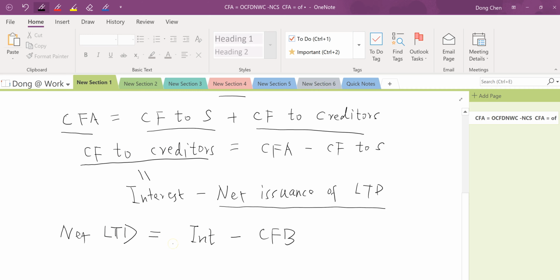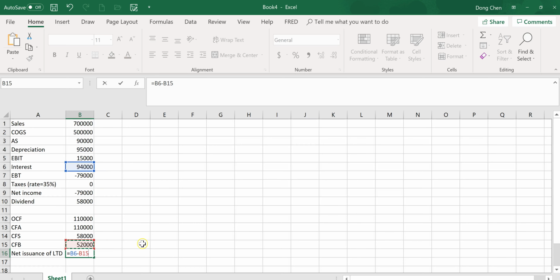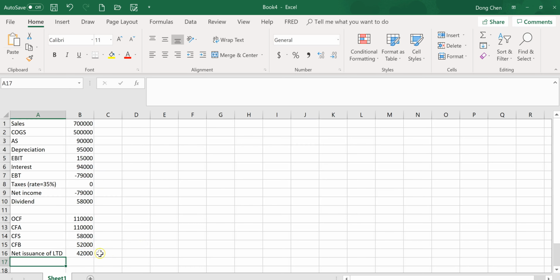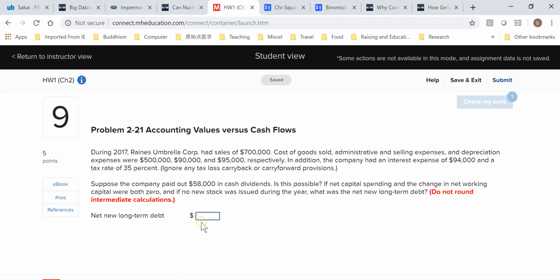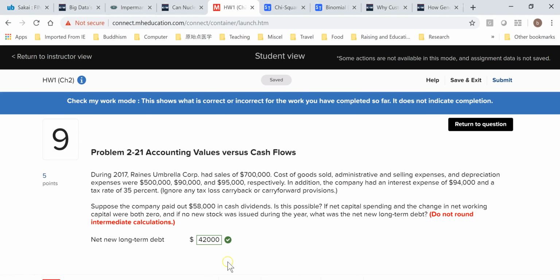So the net issuance of long-term debt is simply the interest minus the cash flow to bondholders. The answer here is $42,000. So let me put this down, and let's check my answer. Good job.